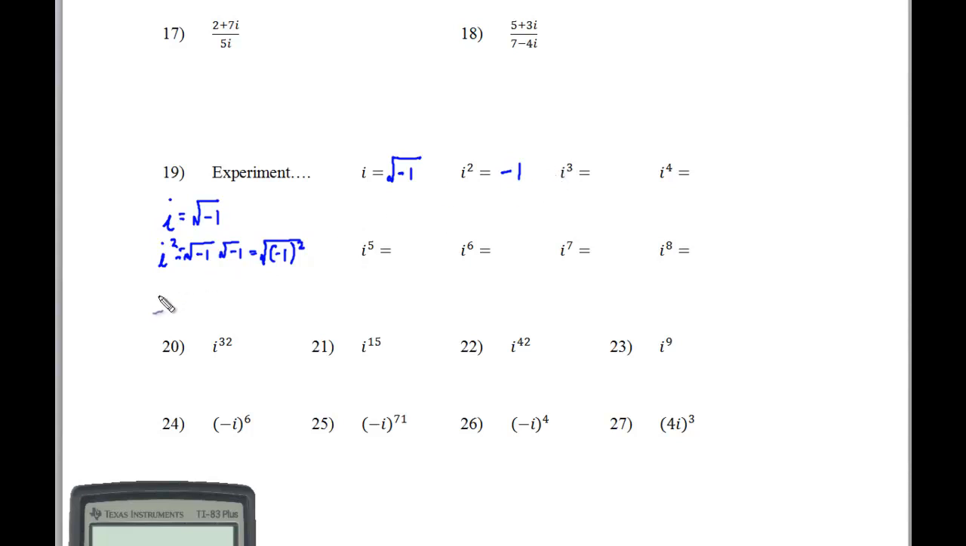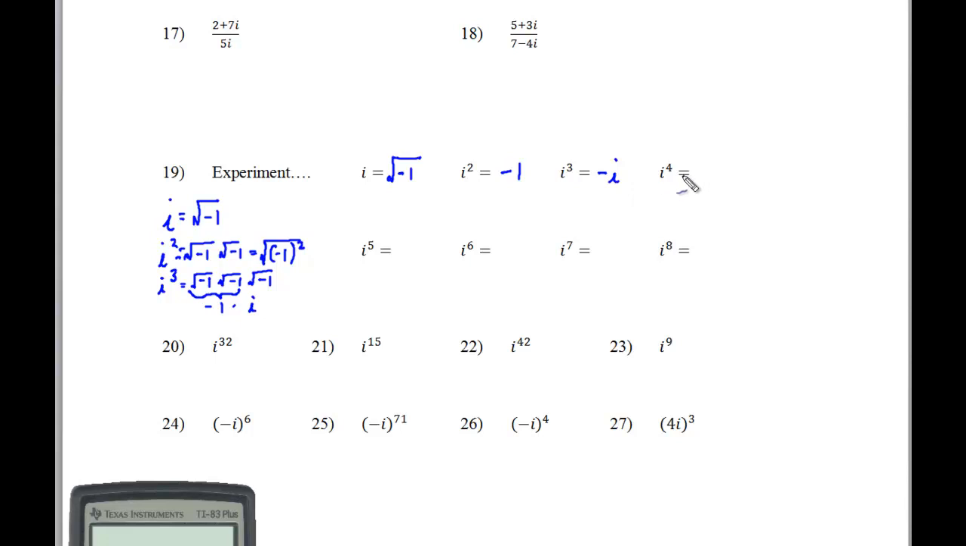Now if I go to i cubed, it is going to be the square root of -1 times the square root of -1 times the square root of -1. As we found out, this chunk here was equal to -1, and therefore we have the square root of -1 times -1, so this is just -i, because the square root of -1 is just i. So i cubed is -i.